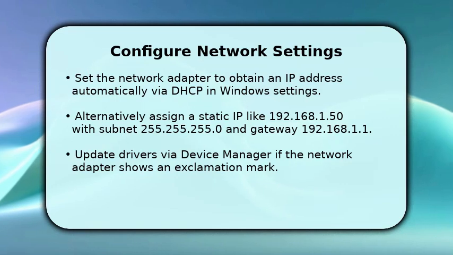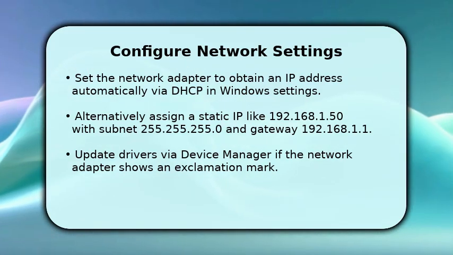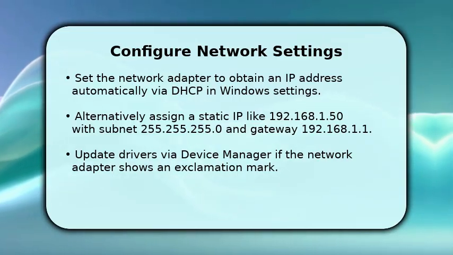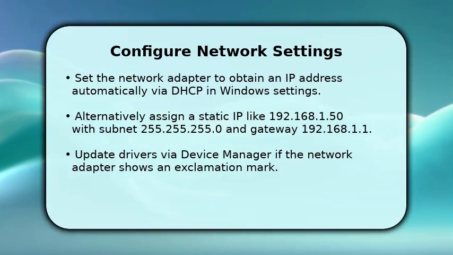Open your operating system network settings to configure the adapter for internet access. In Windows, go to Network Connections and right-click your Ethernet adapter to choose Properties. Select Internet Protocol version 4 and set it to obtain an IP address automatically using DHCP.